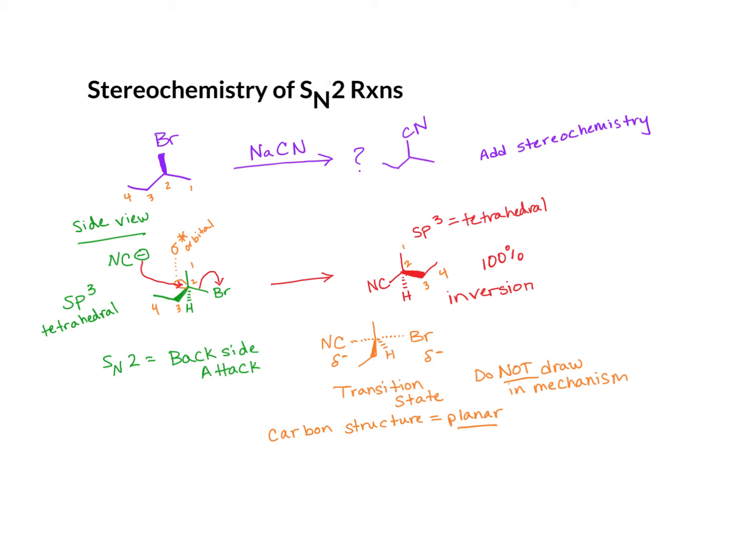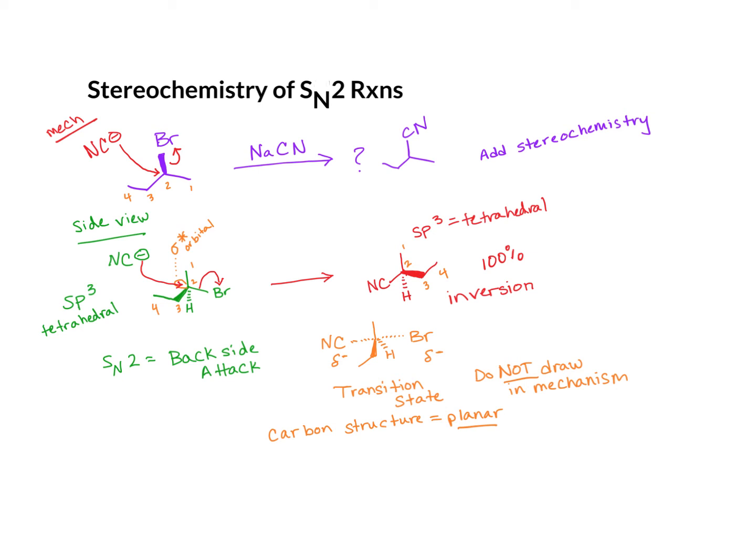So how are we going to translate to what's at the top? If we're going to draw the mechanism part, we would just draw it with the CN here, right? And it's going to attack the carbon, and then the leaving group leaves. That's the whole mechanism. And then for the product, we're going to add the stereochemistry.